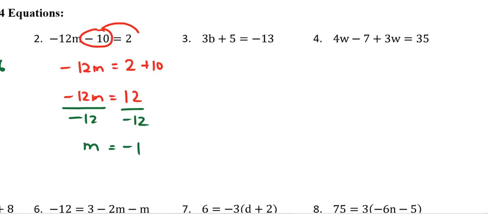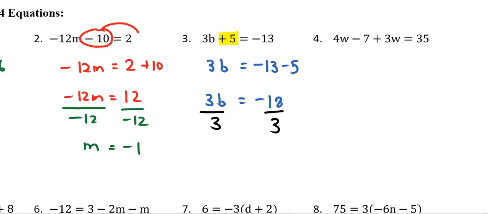Okay, moving on now. There's a +5 here. If I move that to the right-hand side, this will be -13 minus 5. So this will be -18, and this will be 3b. And then I divide both sides by 3, so b would equal -6.